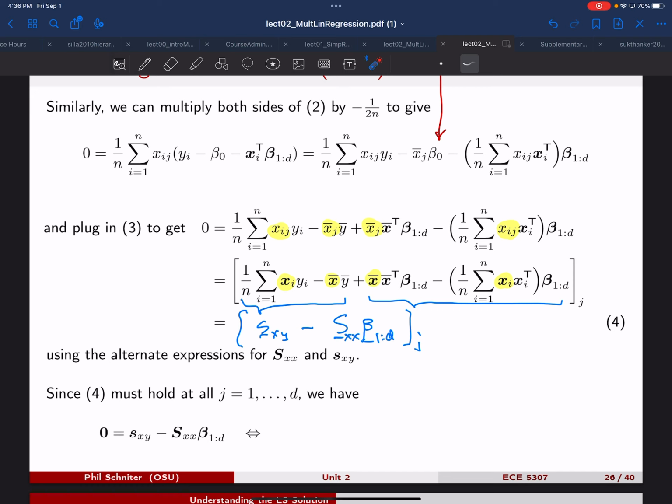And we're almost done. How do I finally find beta 1 through d, this vector? Let me ask, is Ayman Iraqi here? How do you pronounce it? Ayman, sorry.